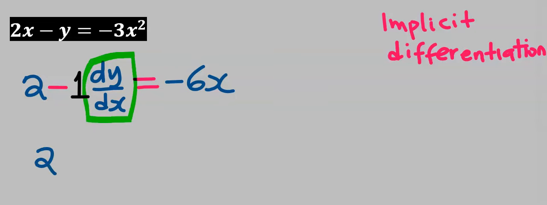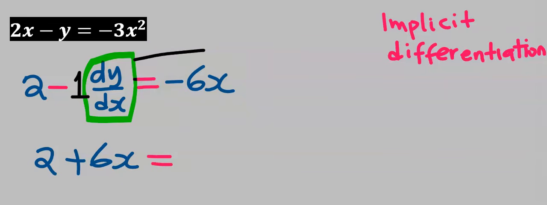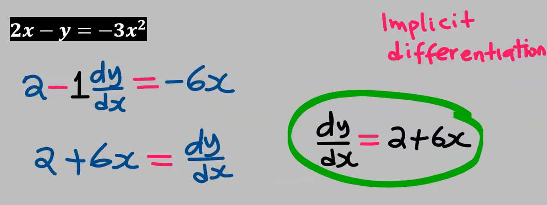I'm going to leave the 2 here. Next, I will now move minus 6x across to the other side, and it's going to be plus 6x. Next, I will take 1 dy dx across to the other side, and I'm going to have dy over dx. And you can see we got back to plus 6x.